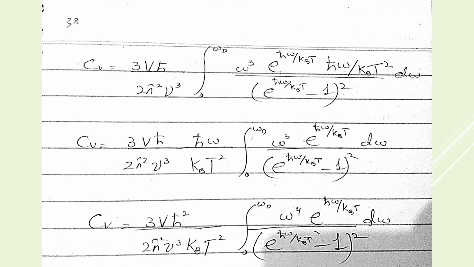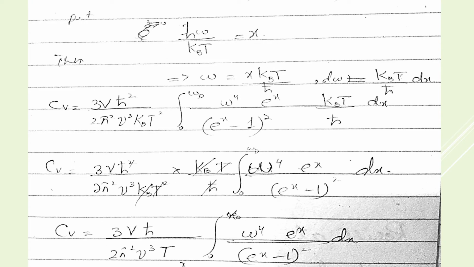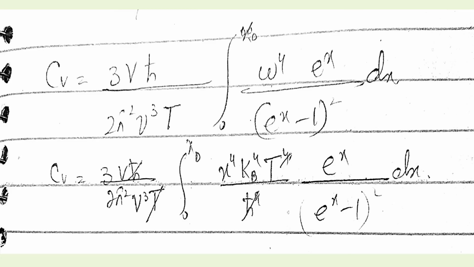square into d omega. Now putting the value for ħ omega over kB T is equal to x, and from here rearranging the equation for the omega and differentiating it and substituting the values, we get the equation at the last. CV is equal to 3V ħ over 2 pi square nu cube into T integral 0 to x of omega power 4 into exponential power x divided by e^x minus 1 whole square dx.